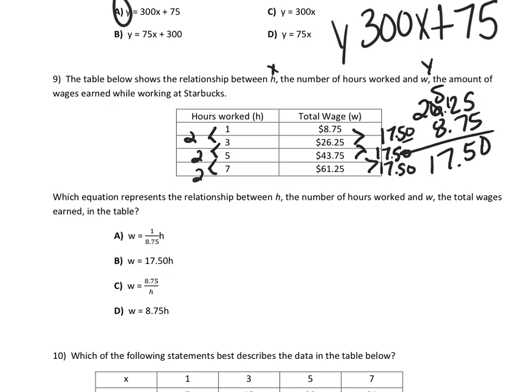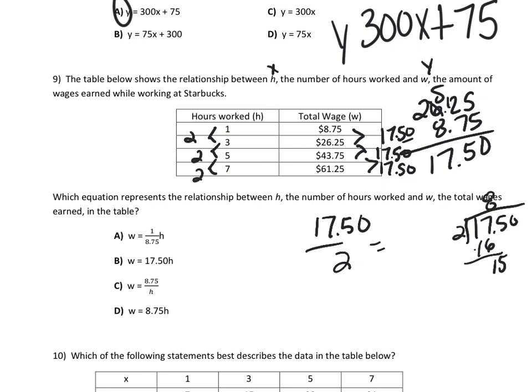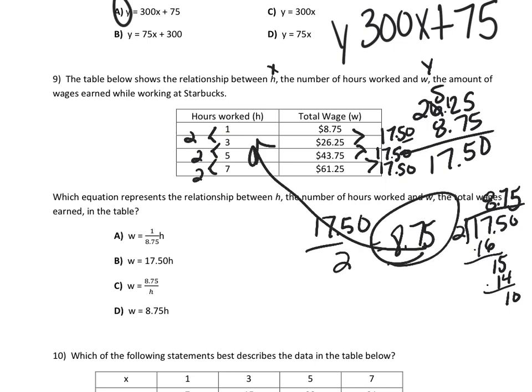So we would need to divide 17.50 by 2, and that's going to give me my hourly rate. So $8.75 per hour. So that kid is making $8.75 an hour. So $8.75 times how many hours he works, which is H, equals W.